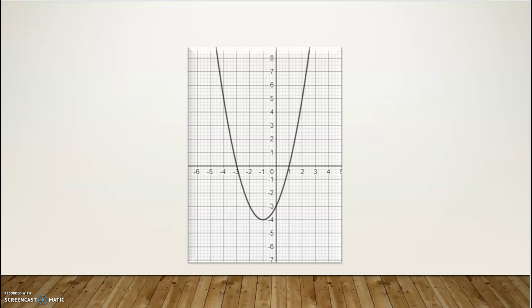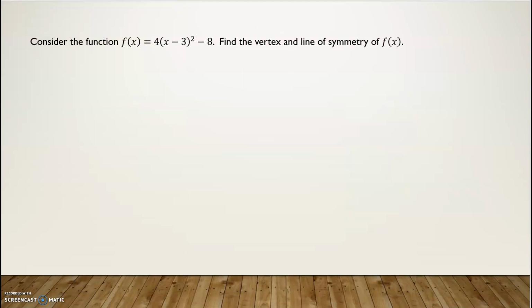Okay, so here's the graph of that function. Notice our vertex is right here, and that's at negative 1, negative 4. The line that goes right in the middle, right there, is x is equal to negative 1. Notice that the parabola opens upward, so that means our vertex is indeed a minimum value. Okay, let's look at this one.